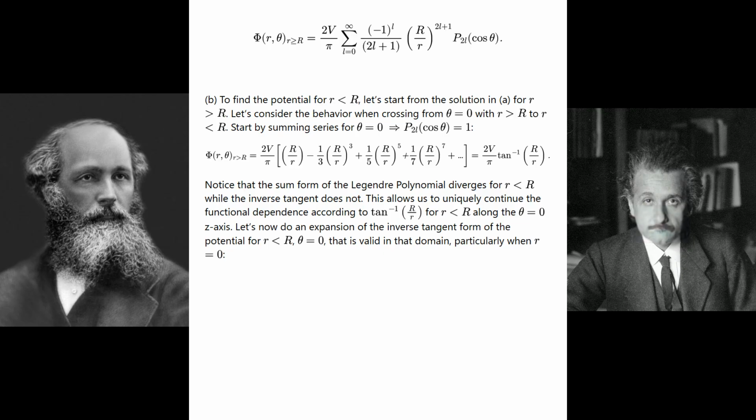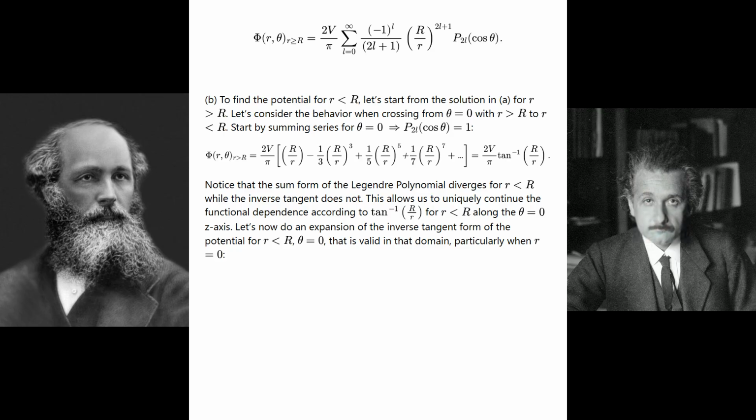B. To find the potential for r less than R, let's start from the solution in A, for r greater than R. Let's consider the behavior when crossing from theta equals 0 with r greater than R to r less than R. Start by summing the series for theta equals 0, where P sub 2l of cosine theta equals 1, see the equation. Notice that the sum form of the Legendre polynomial diverges for r less than R while the inverse tangent does not. This allows us to uniquely continue the functional dependence according to the inverse tangent of r over R, for r less than R along the theta equals 0 z-axis.